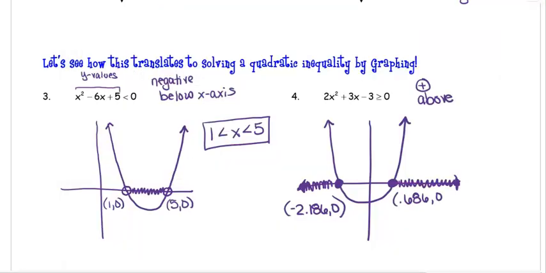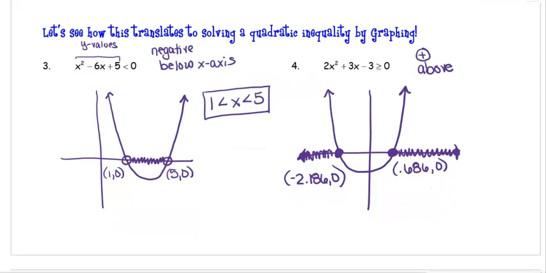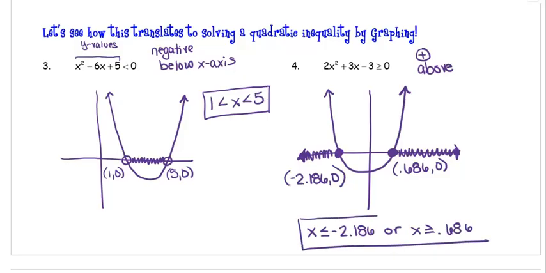So if I would like a compound inequality that deals with this situation, I have either x is going to be less than or equal to negative 2.186, or x is going to be greater than or equal to 0.686. All right, so what we're seeing with these two examples is that when we have the center section, we can write it as one compound inequality. When we have the two outside sections, the compound inequality is going to be an or statement.